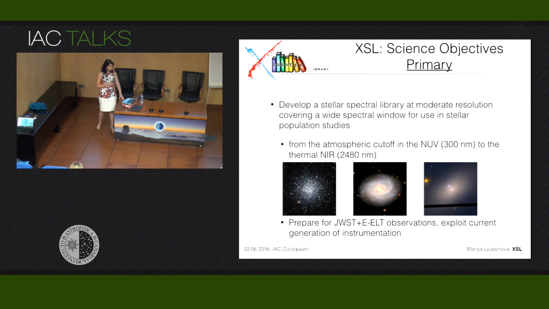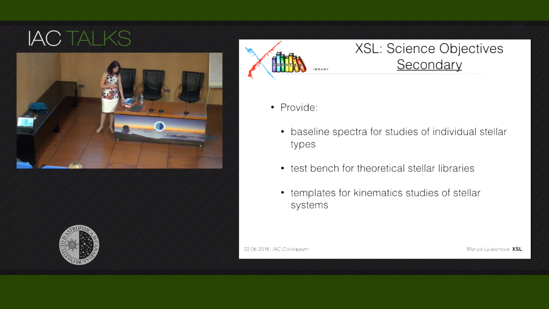This is our primary science goal, actually: to develop a stellar spectral library which covers a wide spectral window for use in stellar population studies later on. X-Shooter is an instrument which simultaneously covers from about 300 nanometers in the UV to almost 2.5 micrometers in the near infrared. This long baseline will allow us to study various kinds of astrophysical objects, and most importantly prepare us for future observing facilities as well as current instrumentation.